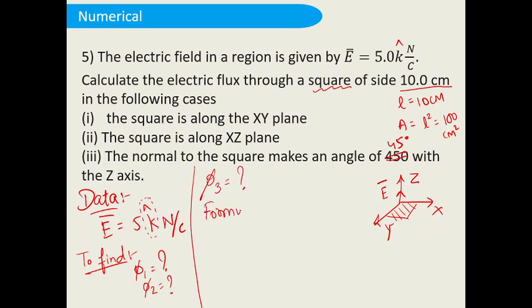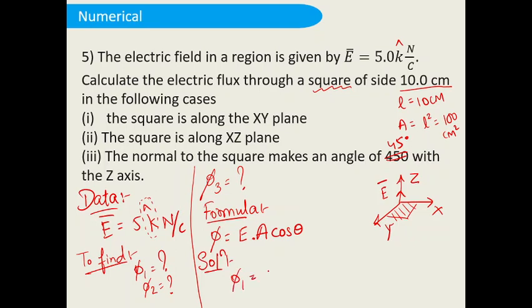What is the formula of flux? The formula is phi is equal to E into A into cos theta. E into A into cos theta. Okay. Solution.